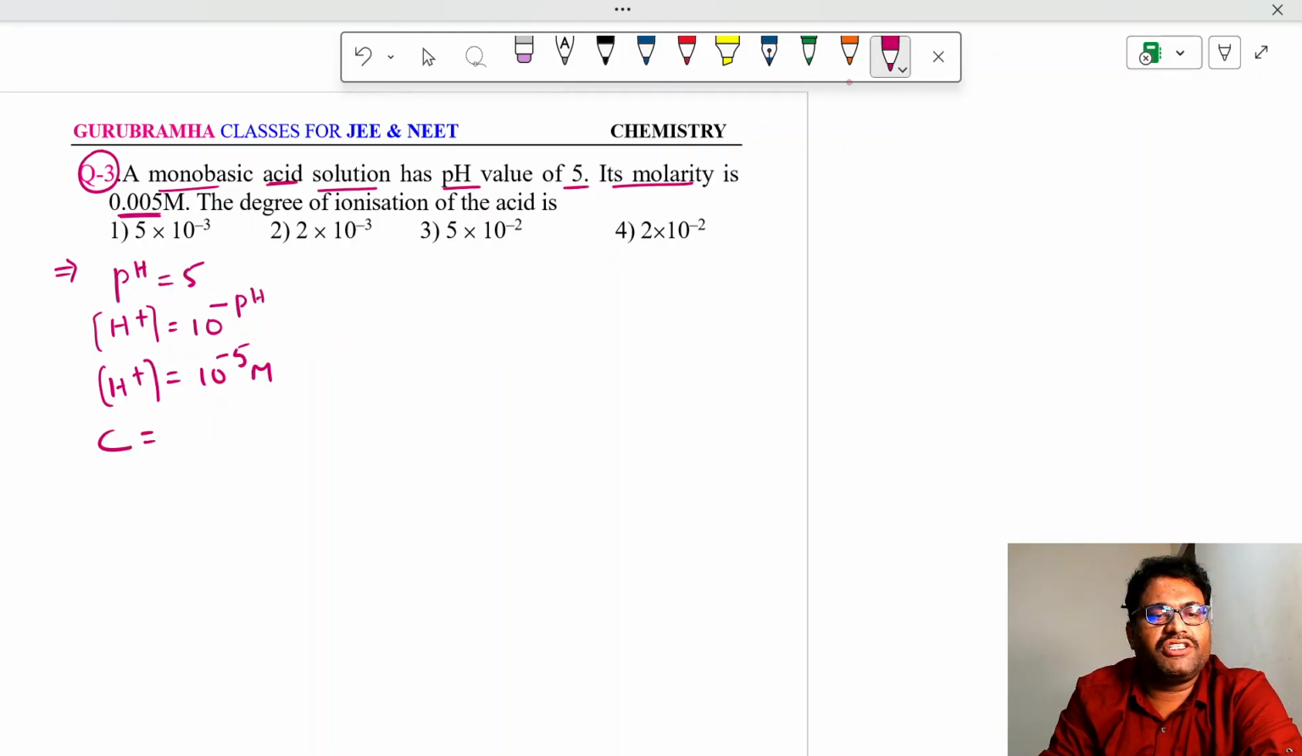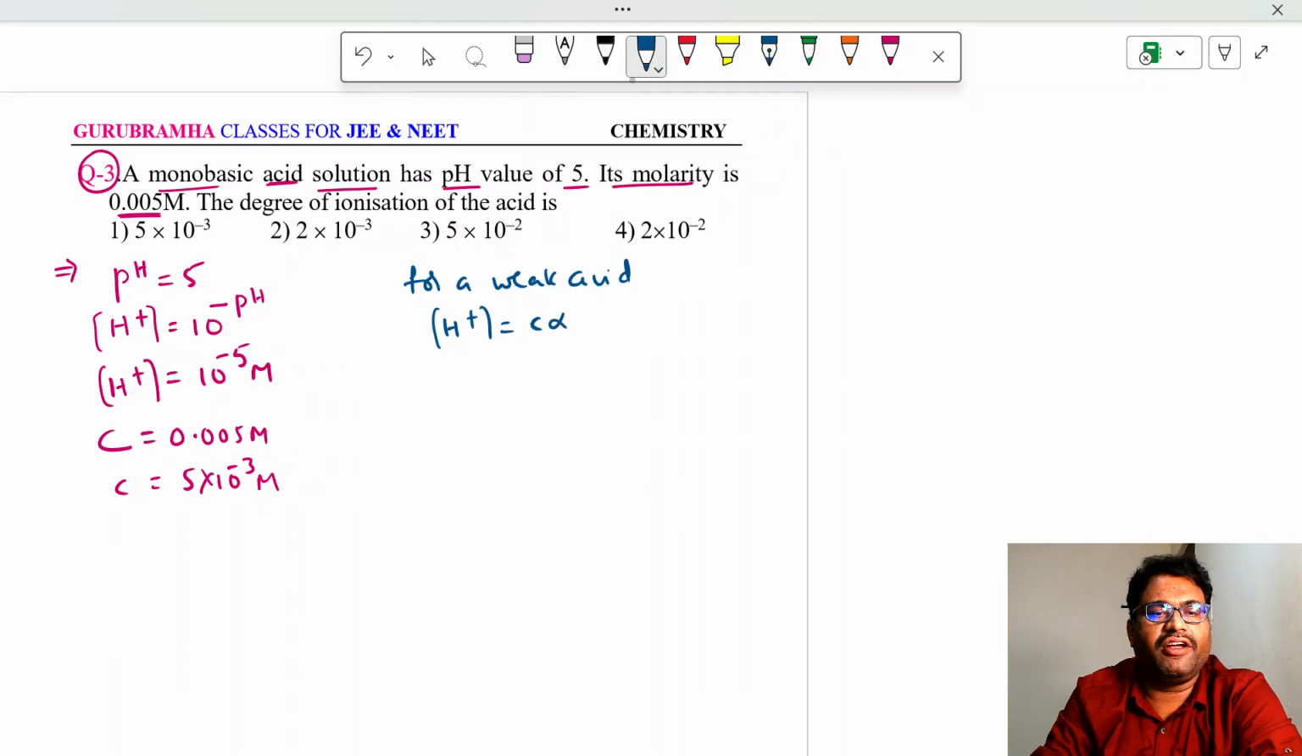So concentration is given as 0.005 M, which is equal to 5 into 10 power minus 3 molar, right? So concentration given, H plus ion concentration given. So we know that for a weak acid, H plus ion concentration is equal to C alpha.